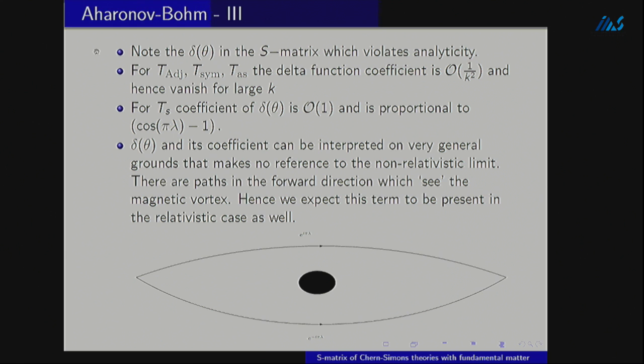Okay, and this phase is independent of the speed of light. So if it is there in the non-relativistic theory, it is very likely to be there in the relativistic theory also. Exactly, that's what I said in the beginning. Usually you have S equal to 1 plus iT. Now it's not 1.